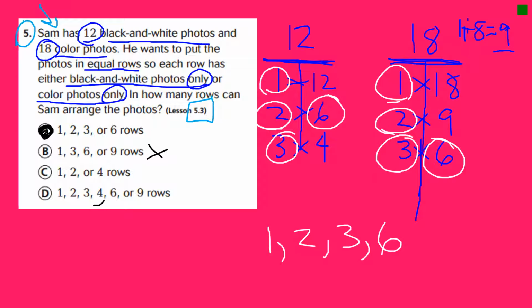Okay. See, D wasn't good because 4 is only a factor of 12. And B didn't have 2 in it. All right? Excellent work, guys. Finish up strong, okay? Persevere. Keep that brain chugging along.